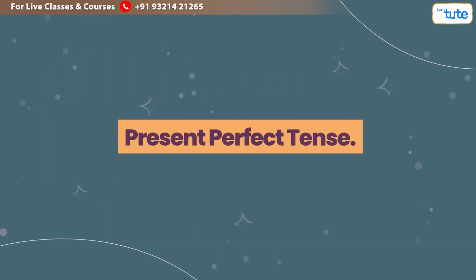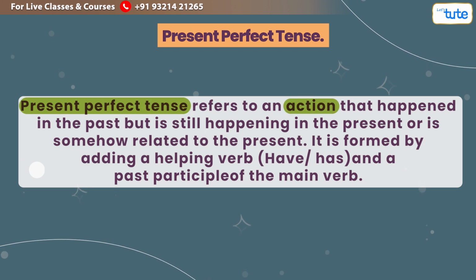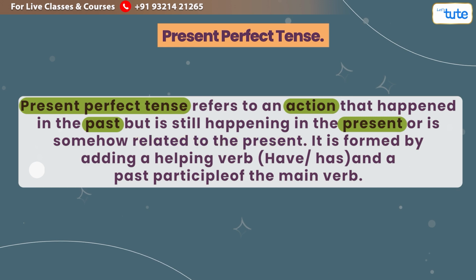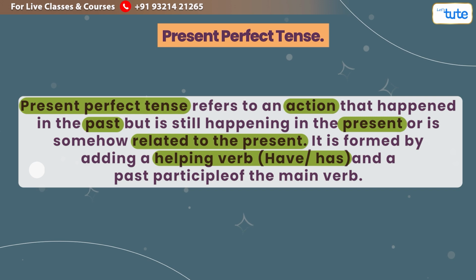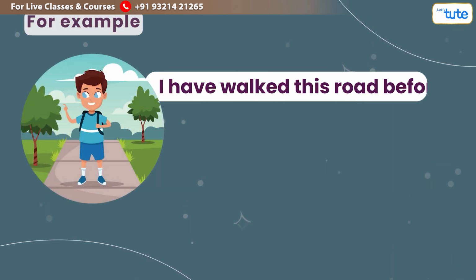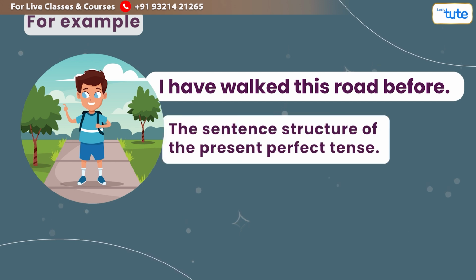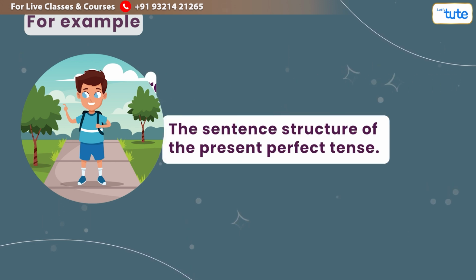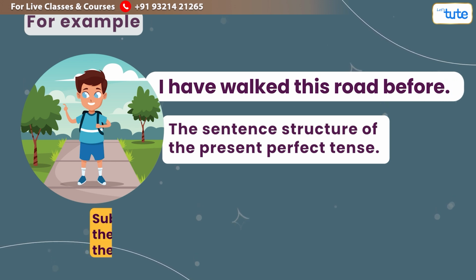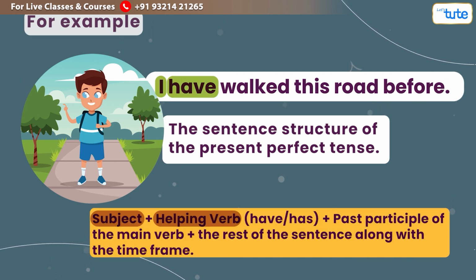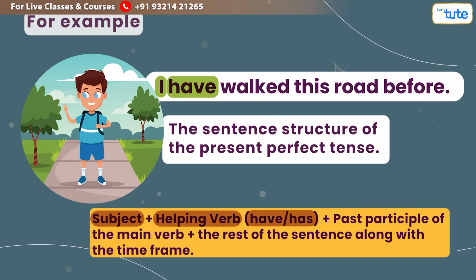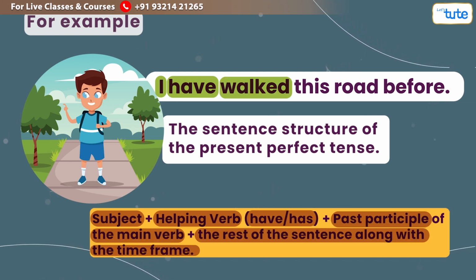Present perfect tense. Present perfect tense refers to an action that happened in the past but is still happening in the present or is somehow related to the present. It is formed by adding a helping verb, have or has, and a past participle of the main verb. Example, I have walked this road before. The sentence structure of the present perfect tense: I have walked this road before, subject, helping verb have or has, plus past participle of the main verb, plus the rest of the sentence along with the time frame.